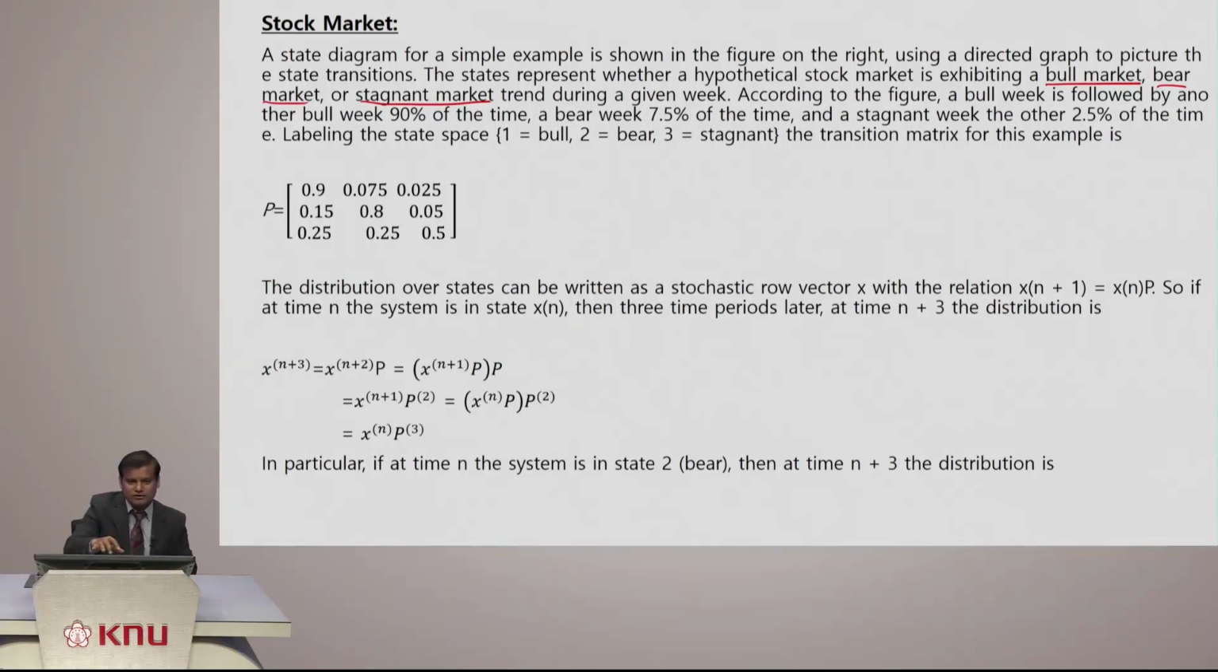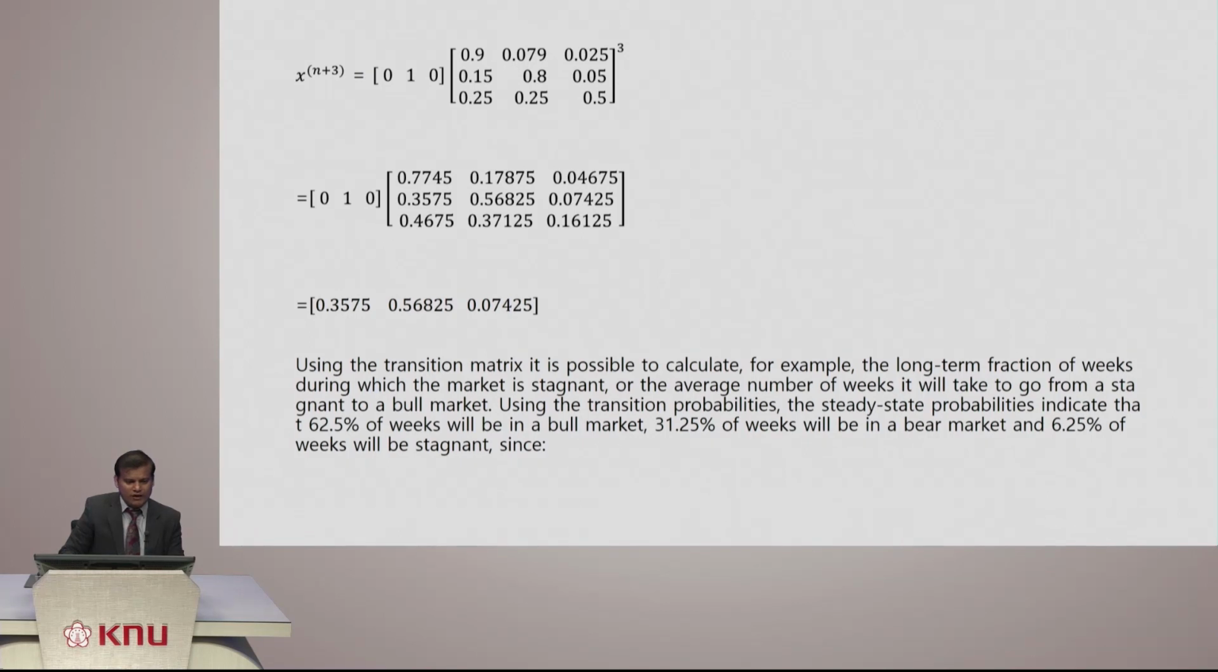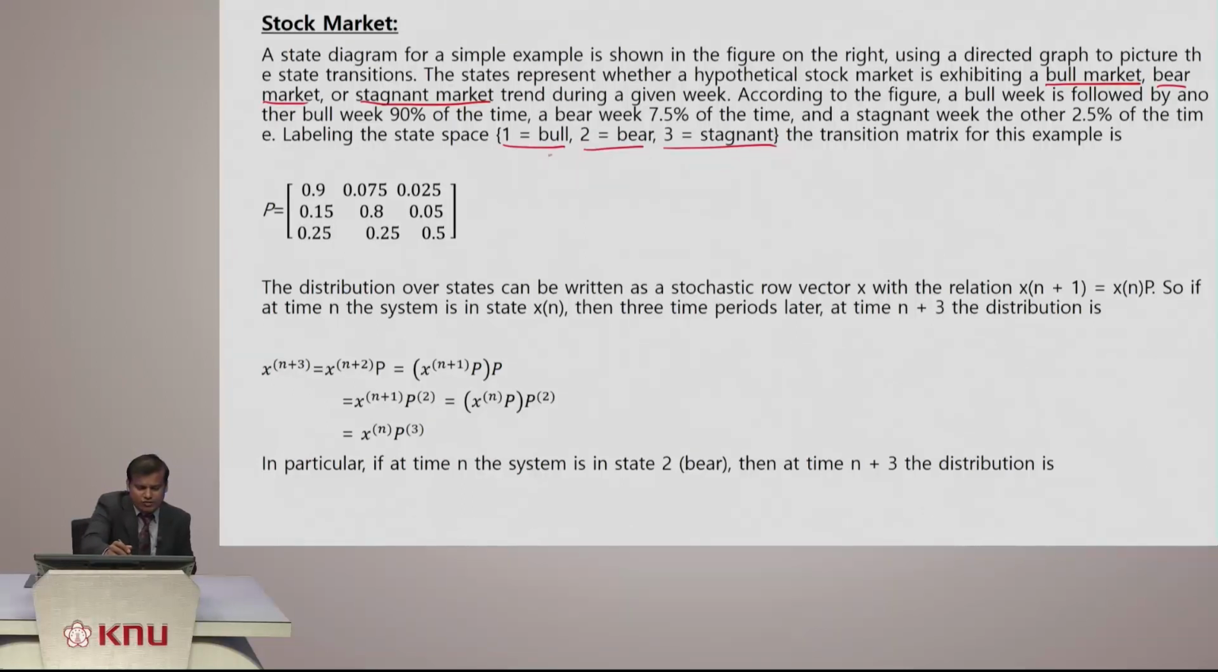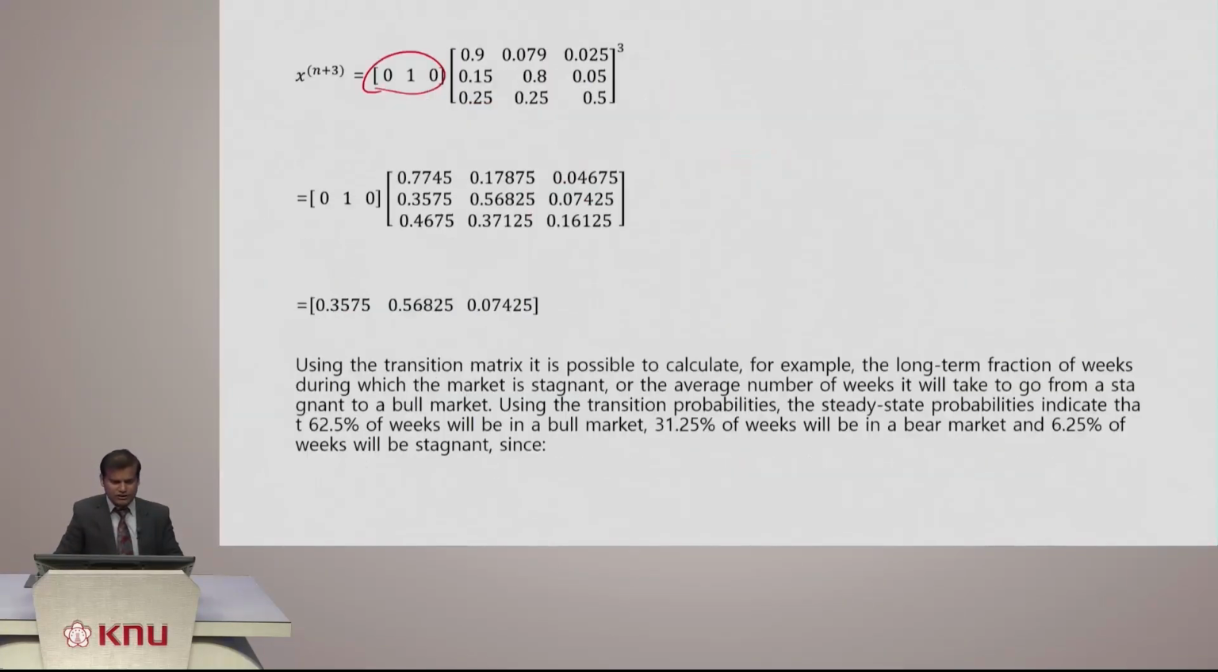And in our state space, we are going to consider B as 1, bear as 2, and 3 as stagnant market conditions. So based on those values, you are going to also have this initial matrix. 0, 1, 0 represents the first one, second one, third one. So if you consider bear market, you just have 1 in the second position. 0, 1, 0 represents the bear market. So based on that, this distribution has been calculated, and finally you can also find these values.